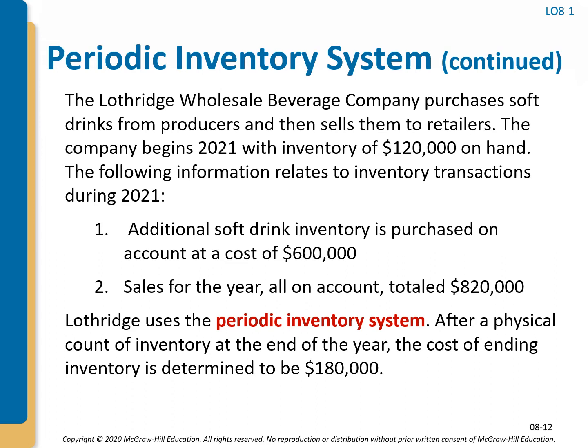1. Additional soft drinks inventory is purchased on account at the cost of 600,000. Sales for the year, all on account, totaled 820,000. Notice the glaring absence of cost of goods sold. When sales occurred, there was no recording for cost of goods sold. Lothridge uses the periodic inventory system. After a physical count of inventory at the end of the year, the ending inventory is determined to be 180,000.